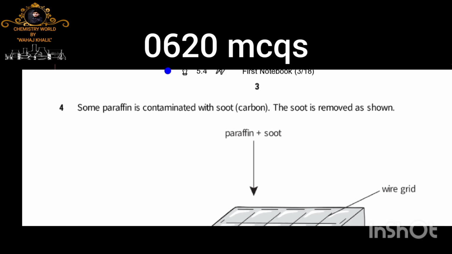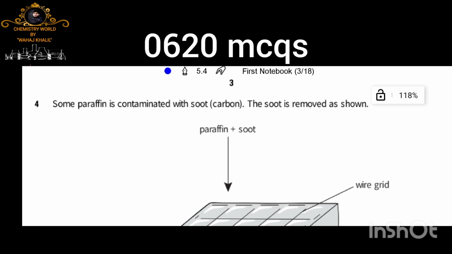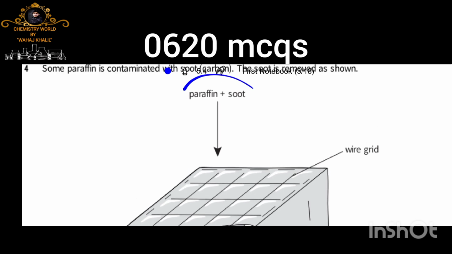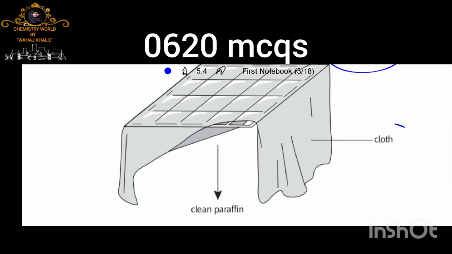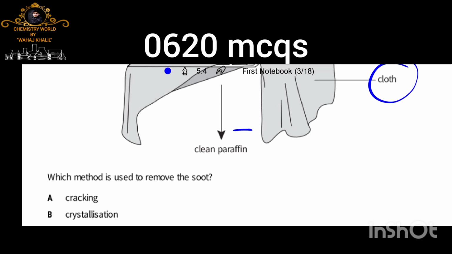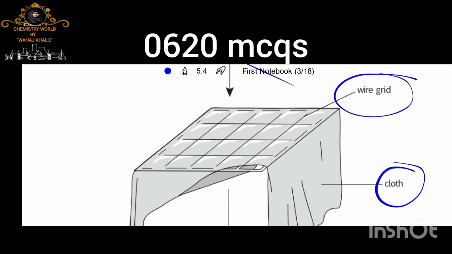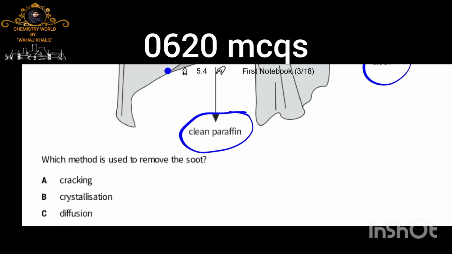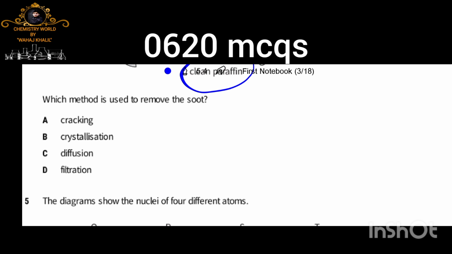MCQ number 4. Paraffin is contaminated with soot. Soot means carbon. The soot is removed as shown. So it is paraffin plus soot, and it is a wire grid. It is a piece of cloth, and clean paraffin comes out from here. So the cloth is used, so we can say that it filters the paraffin from soot. So which method is used to remove the soot? Is it cracking? Is it crystallization? Is it diffusion? Or is it filtration? So it is filtration.